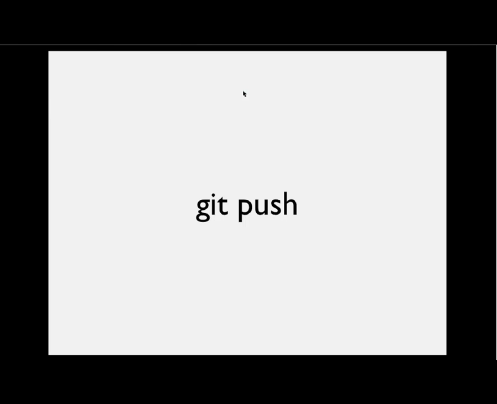So now, once you've done some changes, and you want to share that with other people, you can use git push. And git push will actually send your local changes to the server, to the specified remote, so that other people can get it from there using git pull.